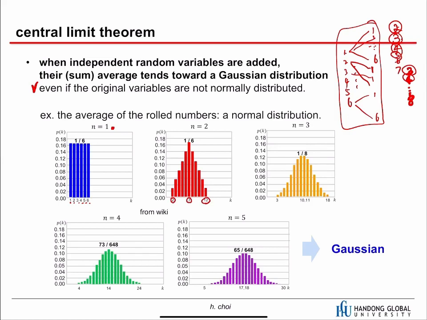We get a lot of 7s. Okay, how can we get 7? It could be 1 and 6, 2 and 5, 3 and 4, 4 and 3, 5 and 2, and 6 and 1. So we have 6 ways to get 7, because we have 36 cases here, and 6 cases means the probability of 7 is 1 over 6.